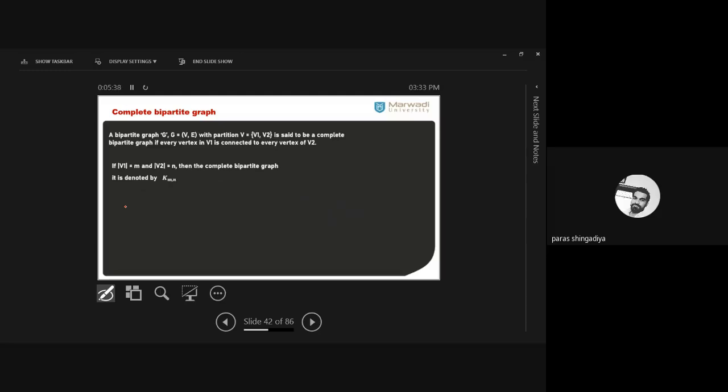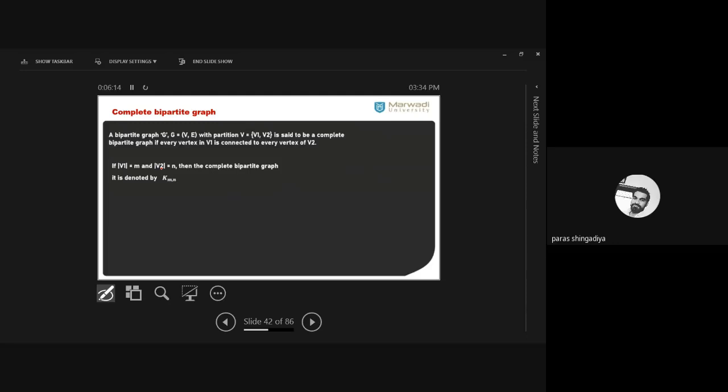So here in the definition, the partition V is from V1 and V2, said to be a complete bipartite graph if every vertex in V1 is connected to every vertex of V2. Every vertex in the first partition should be connected to every vertex of the second partition. Okay, and now for notation, how we can define it, how we can represent it. So we just take the number of vertices in the first partition and the number of vertices in the second partition. Okay, so mod of V1 means the quantity in the first partition.